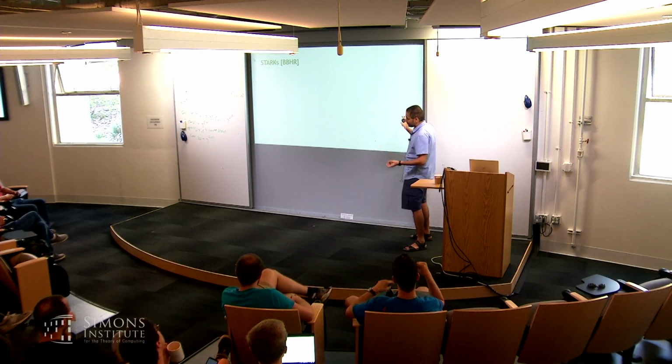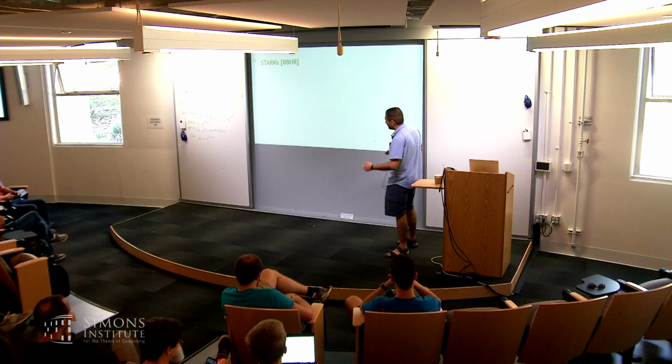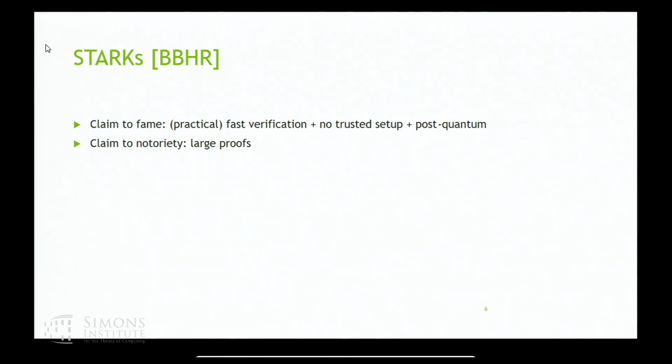Good. So for this problem, there's a very long history which was covered very well in the whole workshop, so I'm not going to say much. I'm just going to talk about one particular thing. This is the Stark protocol by BBHR, Ben-Sasson et al. Amongst all the many protocols described in this workshop, the claim to fame of Starks is that they are practical, they have fast verification, they have no trusted setup, and they're post-quantum. I'm not an expert on all these things, but I know that these are the claims to fame. The claim to notoriety of this is that it has large proofs, which, okay, is unfortunate, but people are working on it as we speak.